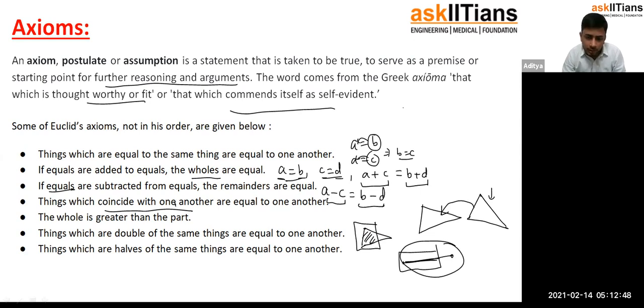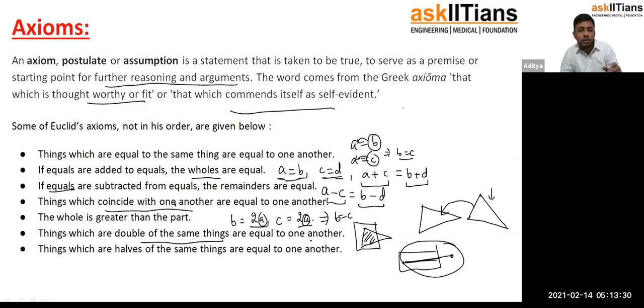Things which are double of the same things are equal to one another. So let's say there is a quantity B which is double of A, and there is a quantity C which is also double of A. So B is double of A, C is double of A. So they are double of the same things, then they will be equal to each other. Of course they will be equal because B is equal to 2A, C is also equal to 2A. So they both will be equal to each other, right? As we said, these are very basic facts. There is nothing hard here. These are self-evident. So there isn't much to think about, right?